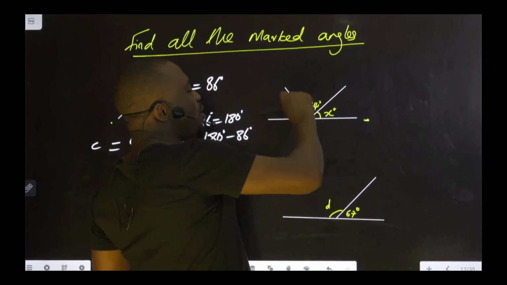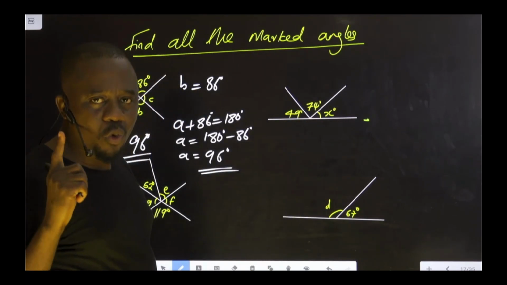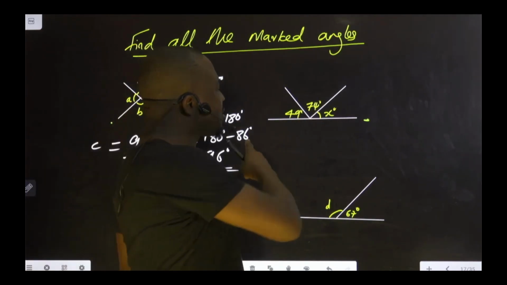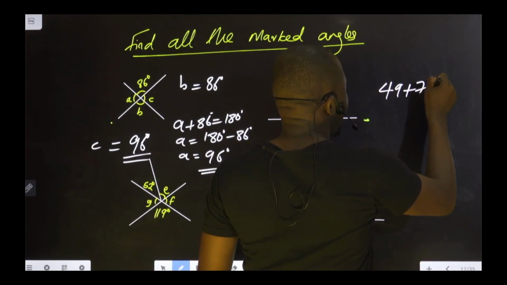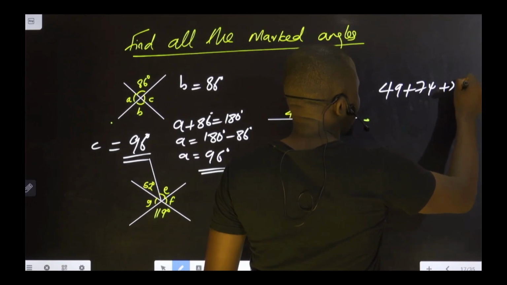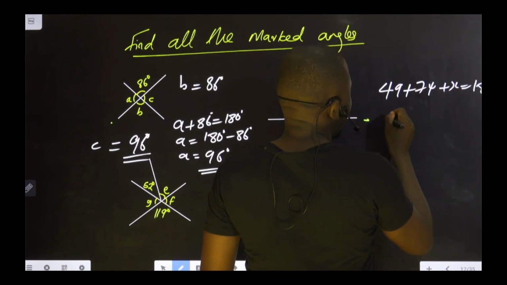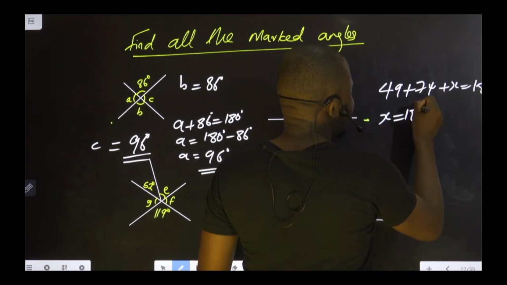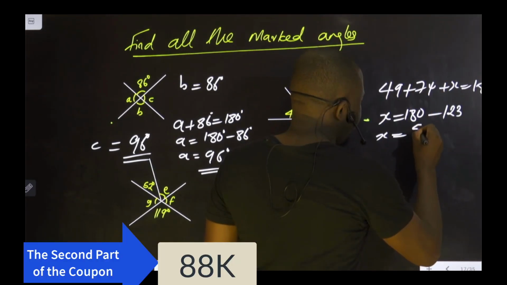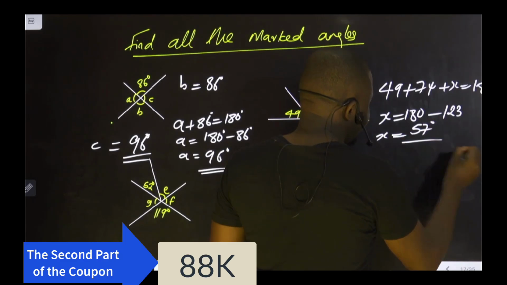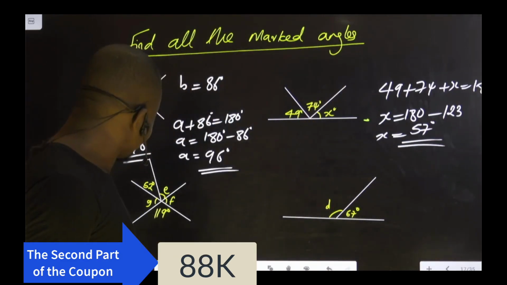The sum of angles on a straight line is equal to 180 degrees. So let's sum everything together. That is 49 plus 74 plus X equals 180 degrees. X therefore is equal to 180 minus this. X therefore is equal to 57 degrees. That is the value of X.